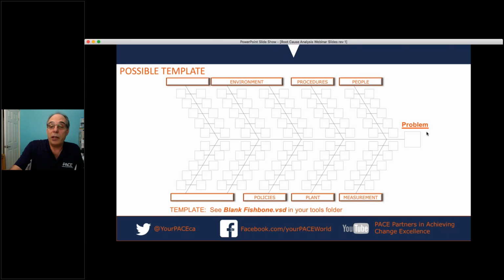You state your problem, and you just use sticky notes. You can use different colors, and you would fill it in. Take a picture of it after the meeting, and you've got your fishbone. Why do you think we want you to use sticky notes? Because if you put it in the wrong place the first time around, you can move it. It makes it easy and less messy this way. So that's just one of the possible templates.